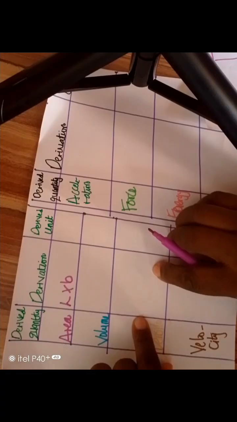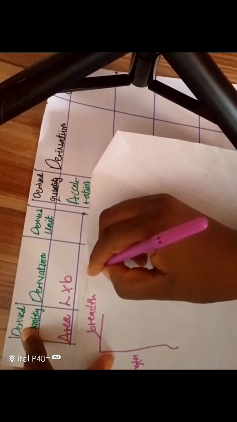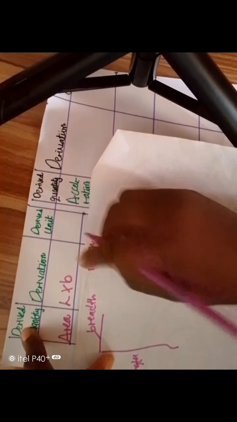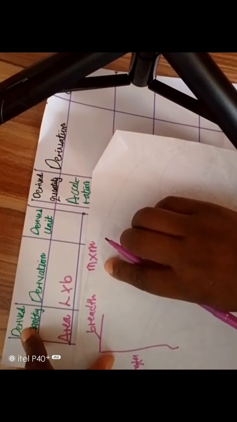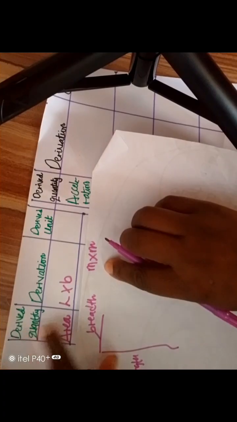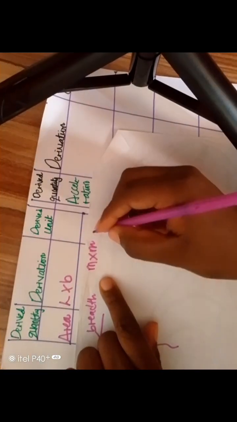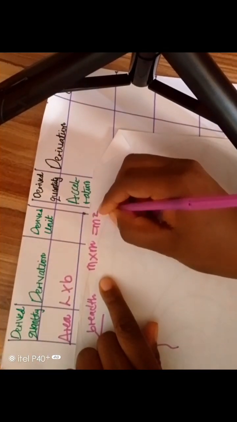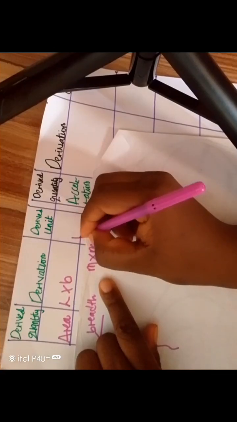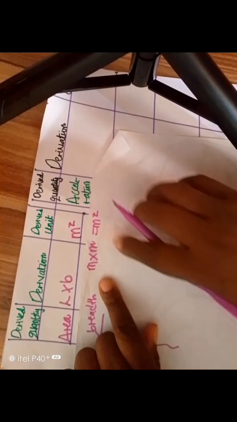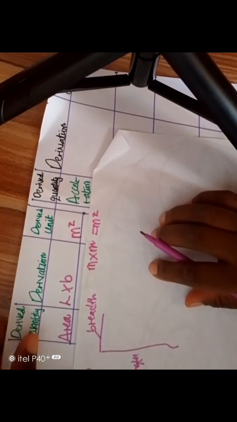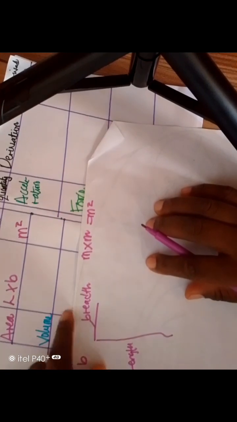In our unit, anything length is measured in m. So therefore here will be m times m. You know that m means meter in our fundamental unit. Meter times meter will give us meter square. So here we just write meter square. So simple, is it not? Very good. Okay, how about our volume?